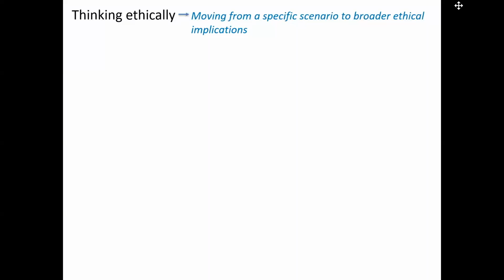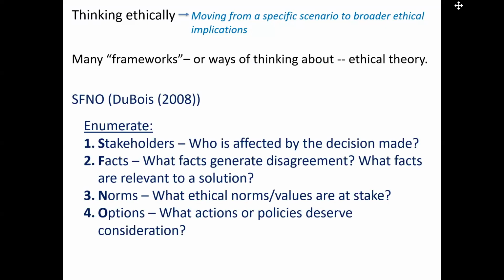So moving from specific scenarios to broader ethical implications, there are a number of frameworks that think about data management and security. Just one example is by Du Bois in 2008. We want to think a little bit about the SFNO: the stakeholders, the facts, the norms, and the options. This is an acronym to help you think about who's affected by the decision, what facts generate disagreement and what are the conflicts, what are the norms or the values, what are the standards, and what are the actions or policies that we should be considering when taking action.